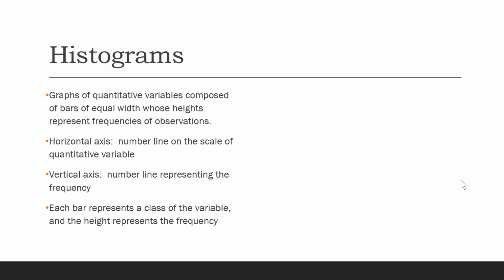Well, now our horizontal axis is going to be a number line as well as our vertical axis because we have quantitative variables. So our horizontal axis is a number line on the scale of our quantitative variable, and our vertical axis, our y-axis, is a number line representing the frequency. And of course, the height of these bars are going to be on our vertical axis.